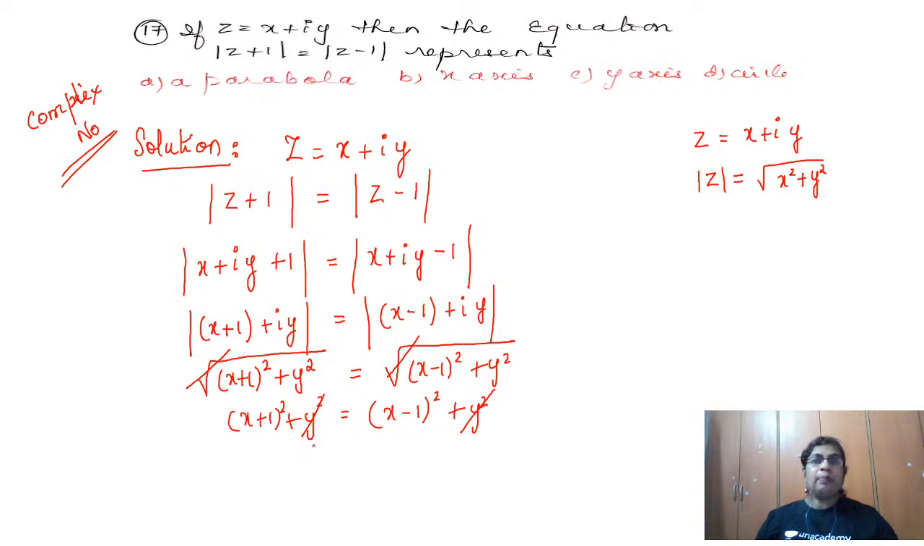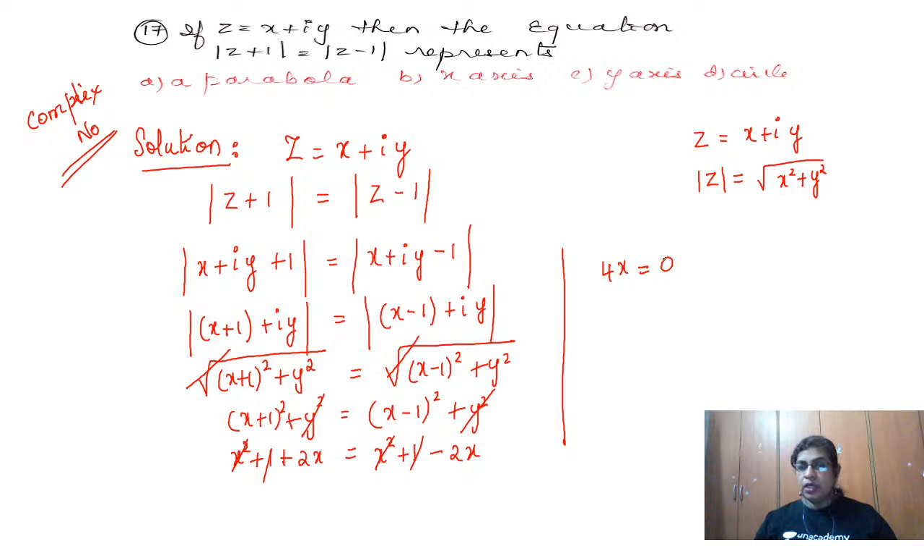Now we are left with a plus b the whole square and a minus b the whole square. So what is a plus b the whole square? a square plus b square plus 2ab, right? So here it is x square plus 1 plus 2x is equal to a minus b the whole square, which is a square plus b square minus 2ab. So it is x square plus 1 minus 2x. So what comes to your mind here? x square common, cancel. 1 is also common, cancel. Minus 2x shifted to the other side. So you are getting 2x plus 2x, how much? 4x is equal to 0. So what is x then? x is equal to 0.